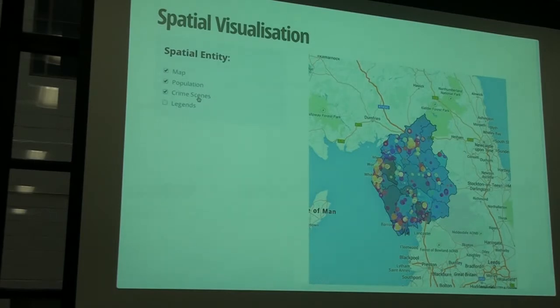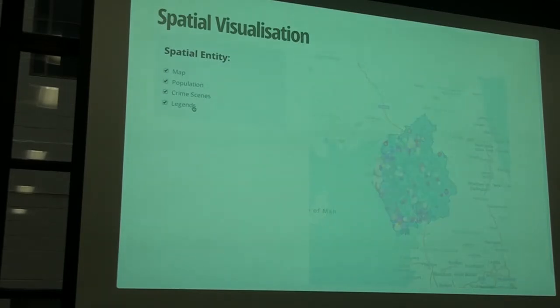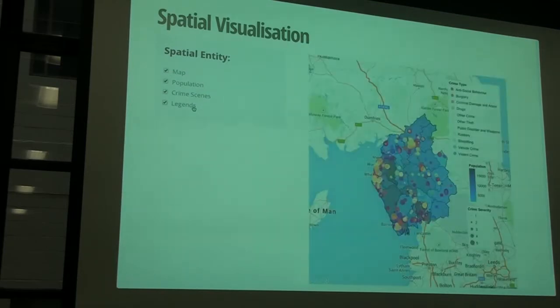And furthermore, because we have so many graphical entities, we could include a legend to make the graphics more indicative. So this is a very standard spatial visualization. Okay, let's look at a standard code to make some graphics like this.